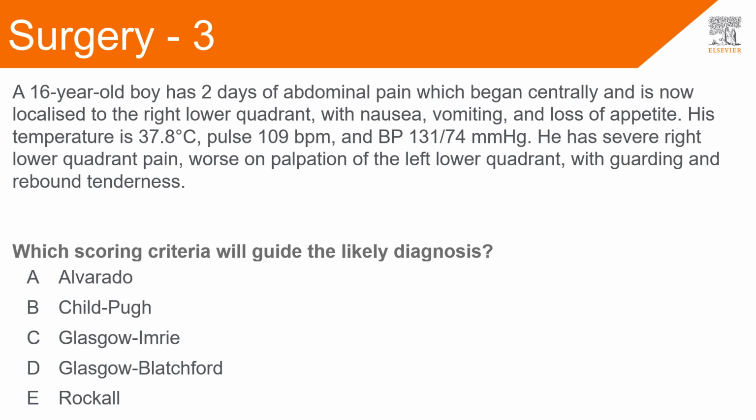His temperature is 37.8, pulse 109 beats per minute, and blood pressure 131/74 millimeters of mercury. He has severe right lower quadrant pain, worse on palpation of the left lower quadrant, with guarding and rebound tenderness. Which scoring criteria will guide the likely diagnosis?